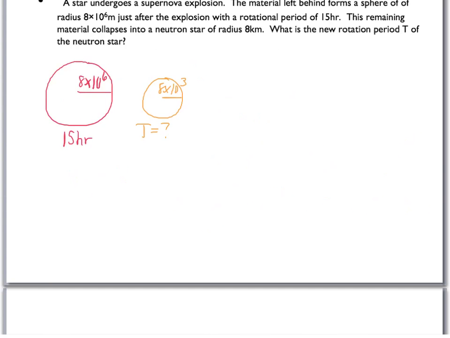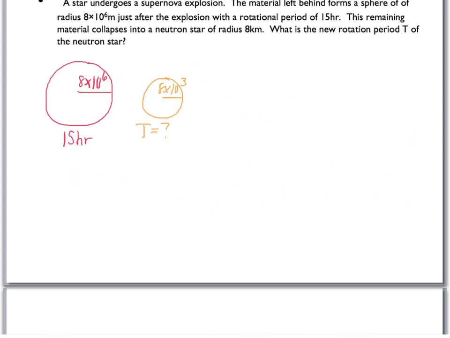Here's another interesting example. In this example, we have a star that undergoes a supernova explosion. The material that's left behind forms a sphere of radius 8 times 10 to the 6th meters, just after the explosion, with a rotational period of 15 hours. What often happens to these stars is that the remaining material actually collapses into what we would call a neutron star. These neutron stars are extremely dense, and this one in the example has a radius of only 8 kilometers, or 8 times 10 to the 3rd meters.